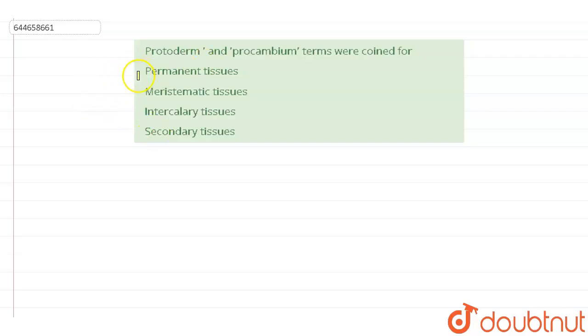Hello everyone. The question that we are going to discuss now is: Protoderm and procambium are the terms which are coined for, and the options are: first is permanent tissue, second is meristematic tissue, third is intercalary tissues, and fourth is secondary tissues. Before answering this question, let us first know what these tissues are.